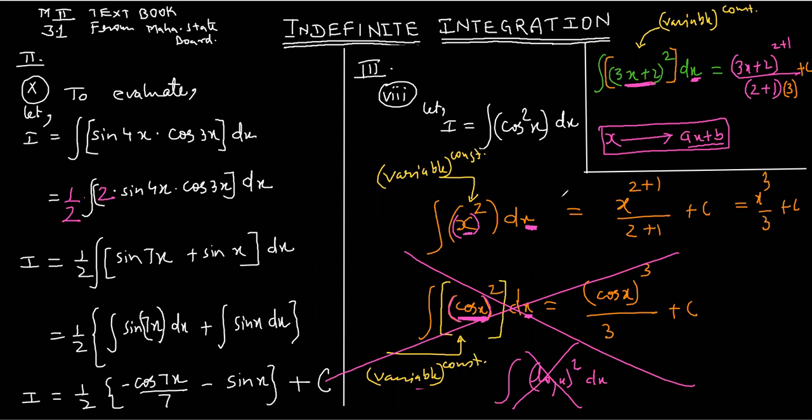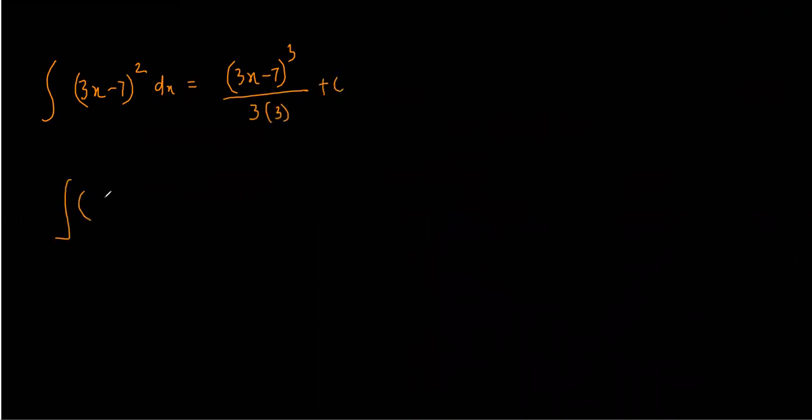On the same line, suppose I have the integration of (3x minus 7) squared dx, then I will write (3x minus 7) raised to 3 upon 2 plus 1, times 3, into 3, plus c. If I have here the integration of (11x plus 22) by 17 raised to 5 dx.